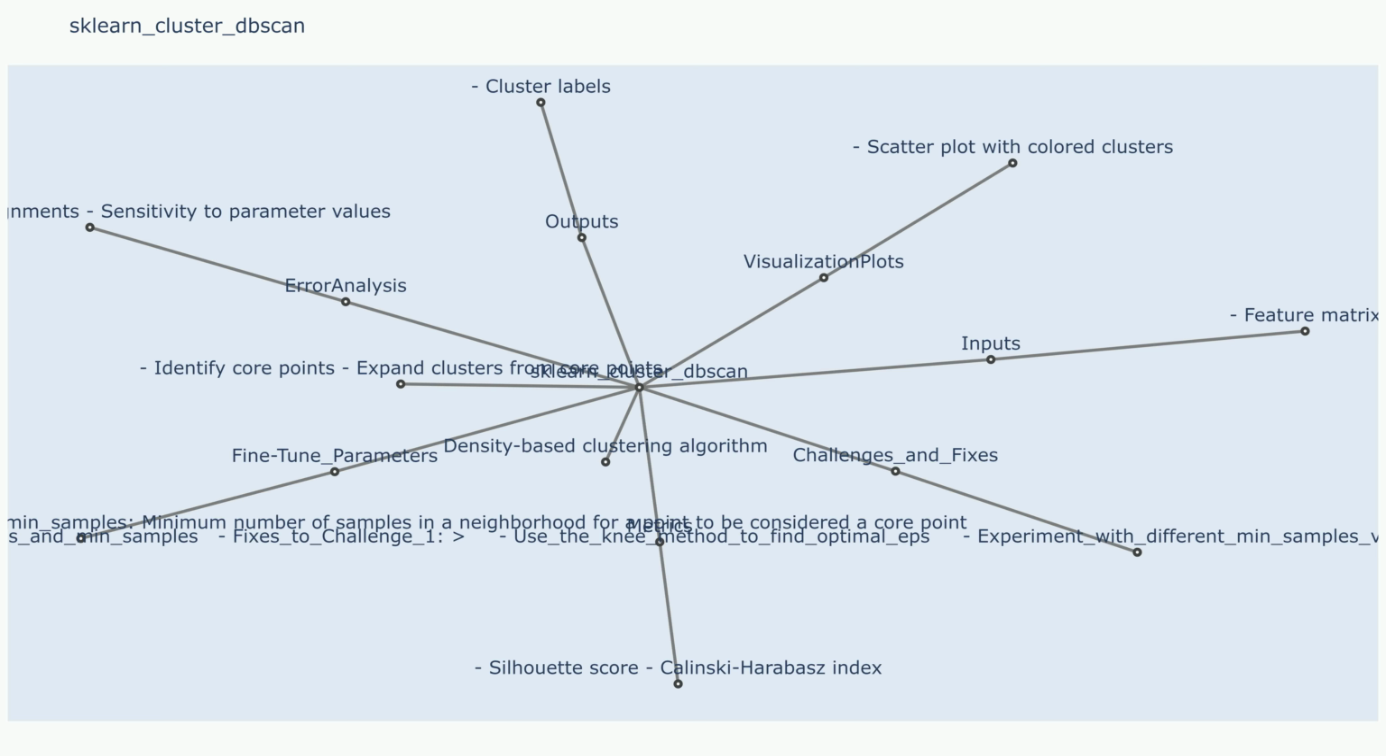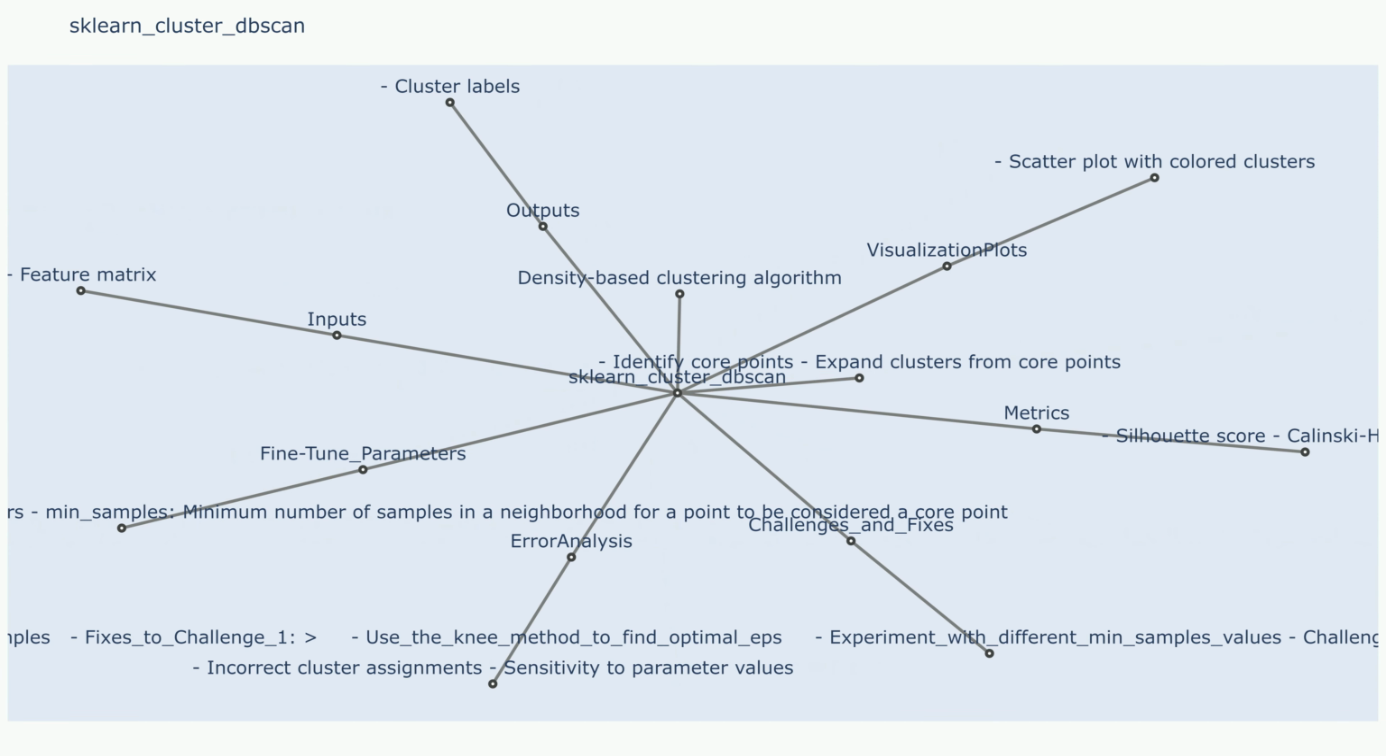sklearn.cluster.DBSCAN. DBSCAN, density-based spatial clustering of applications with noise, is an unsupervised learning algorithm that identifies clusters of high density in data. It works by grouping together data points that are closely packed together, while ignoring points that are sparsely distributed.